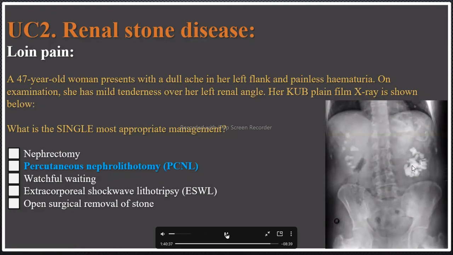Is this one small or large? Large: percutaneous nephrolithotomy. If it's small: lithotripsy, Option D, extracorporeal shock wave lithotripsy. Okay.